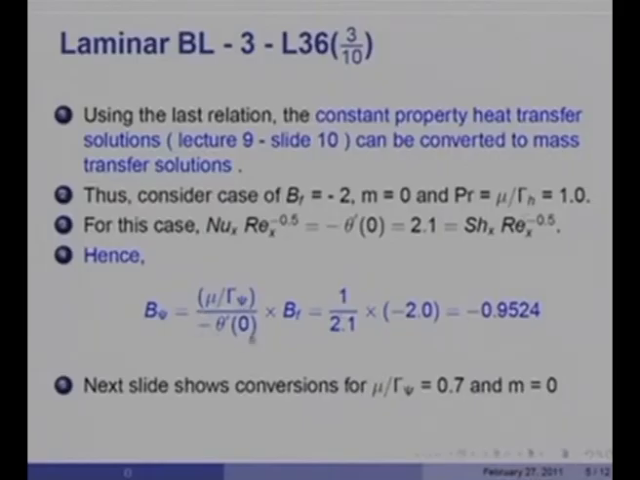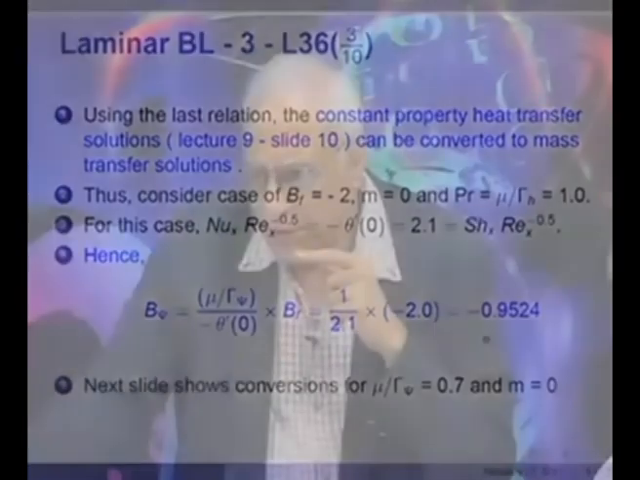But if, for example, I now take different Schmidt numbers, the next slide shows convergence for mu over gamma psi equal to 0.7 and m equal to 0. That is what I am going to do now. Remember, here mu by gamma psi is the same as mu by gamma h 1. So, Bf is minus 2, and B psi would be minus 0.9524. Let us see what the conversions are on the next slide.